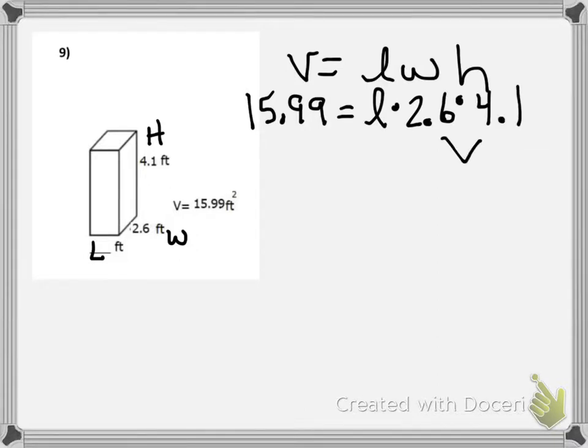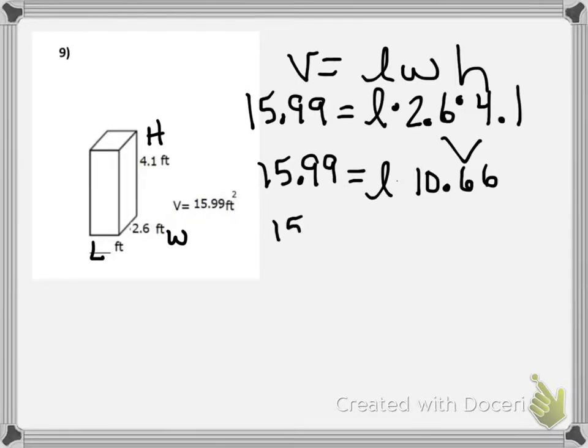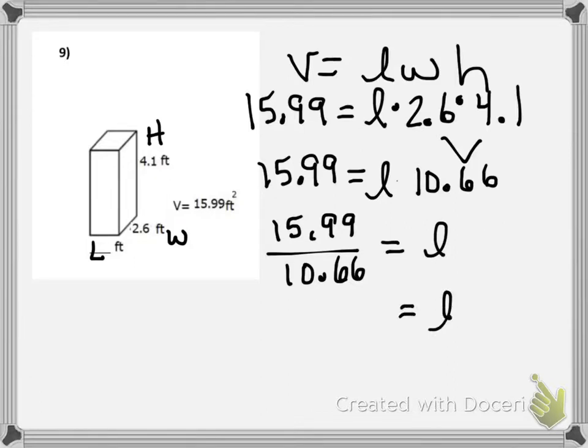So again, we're going to go ahead and multiply those two together. That's going to give us a product of 10 and 66 hundredths. And to figure out what the length is, we're going to divide 15 and 99 hundredths divided by 10 and 66 hundredths. That'll give us the length. So when you type that into your calculator, we find that that's 1 5/10 or 1.5 feet.